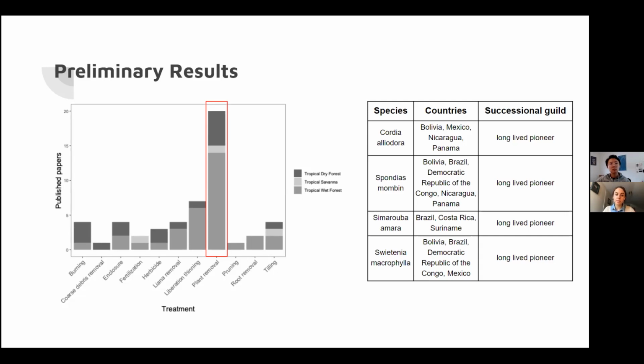We also assessed the most commonly used species and found Cordia alliodora to be the top species. And detailed results like these allow practitioners to use our findings to evaluate which species and treatments will be most successful for their individual restoration efforts. We are going to continue analyzing the data, and we hope to develop more qualitative analysis as well. We're hoping to publish this in the coming month.